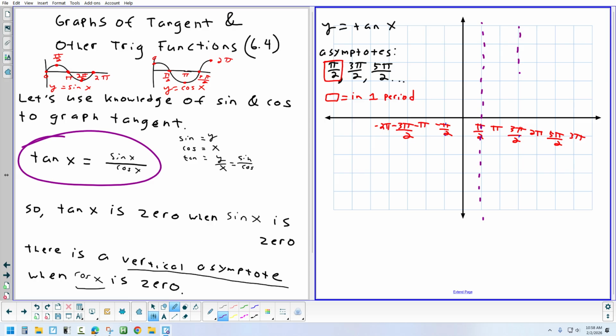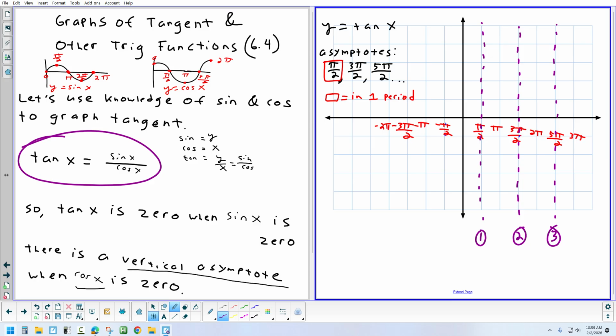Pi over 2. 3 pi over 2. And we don't have it on the graph of cosine, but where would the next one be after 3 pi over 2? The next vertical asymptote. Yeah, it would be 5 pi over 2. Okay, and I can draw as many of these as I want. There's 3 of them. Let's call this asymptote 1, asymptote 2, and asymptote 3.